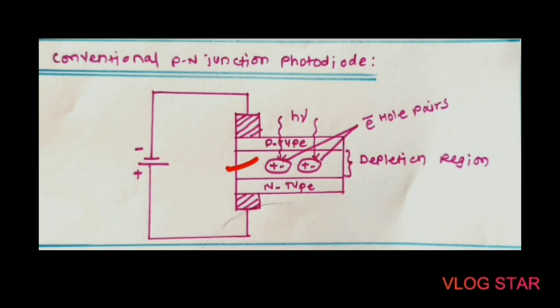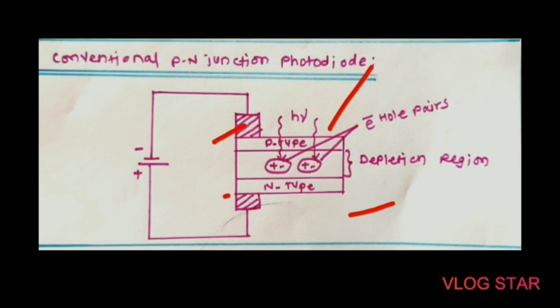This figure can give us the idea about the conventional PN junction photodiode. It shows the construction of the PN junction photodiode. It consists of a PN junction. This is the P and this is the N region, and the reverse bias is provided as shown in the figure. It consists of a depletion region which is formed between the P and N region.